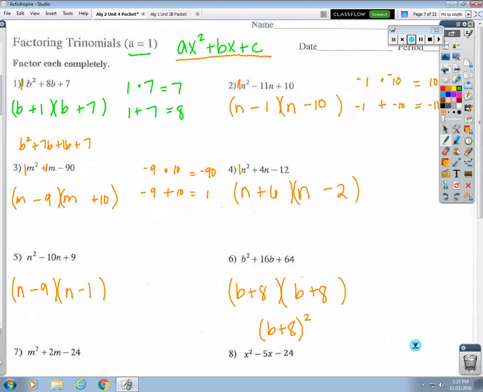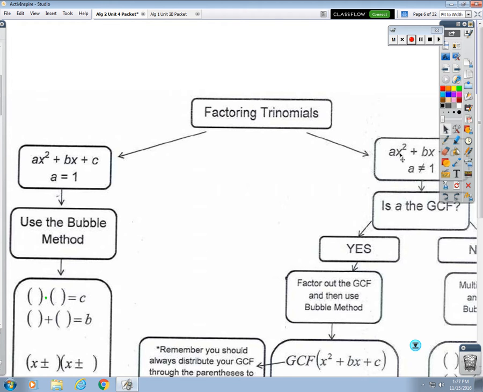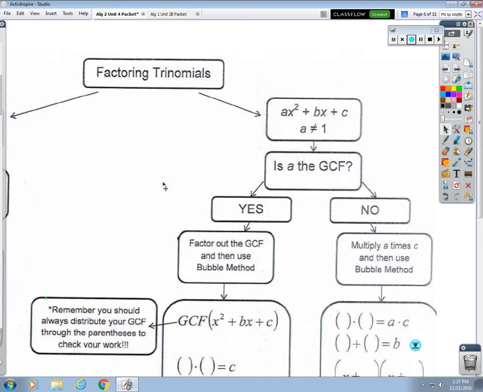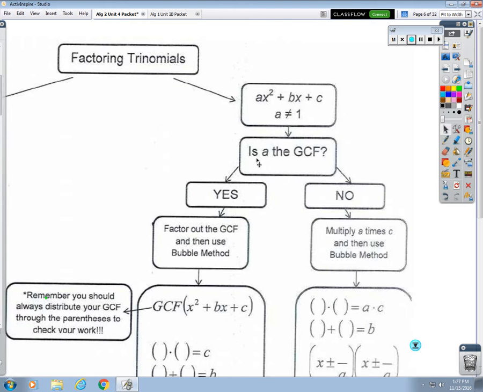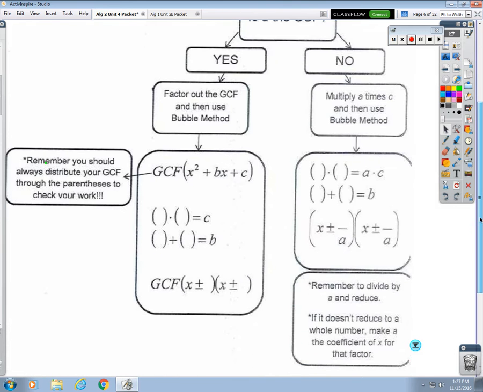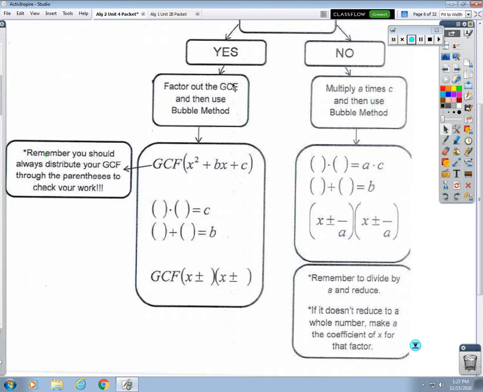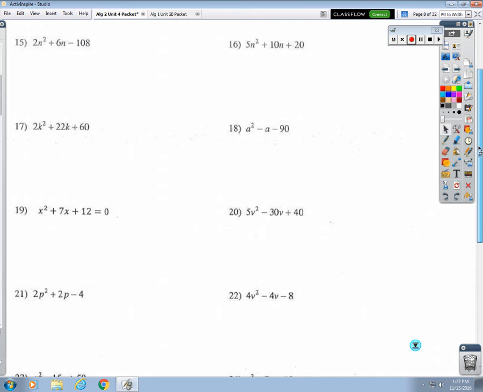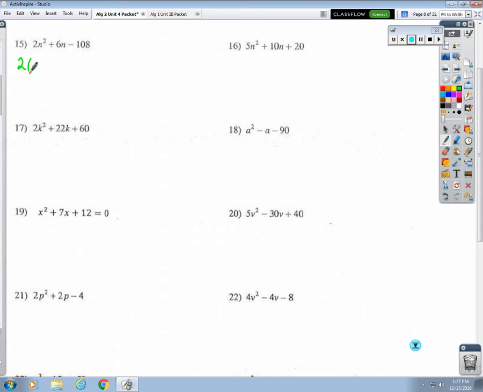If you look back at your little graphic organizer, it'll say, when A doesn't equal 1, you check, is A the GCF? Okay, so with this problem that we're working on, is 2, which is in the A place, a GCF of 2, 6, and 108? Yes. So we're going to factor it out. It says that if it's a GCF, you can factor it out and then use the bubble method. Okay? So if 2 is the GCF, you take it outside the parentheses. Now, basically what you're doing is you're undistributing the 2.